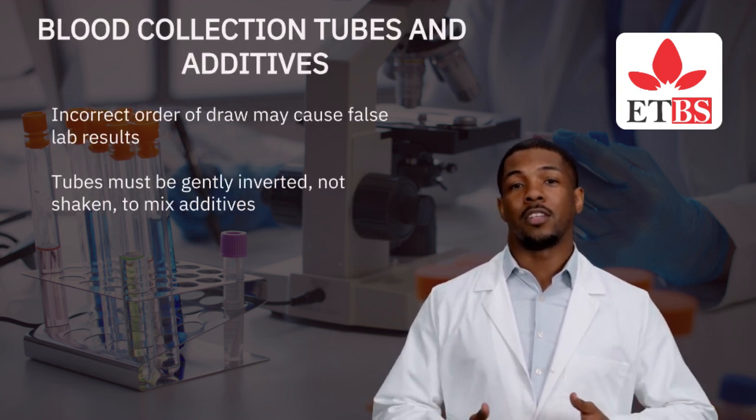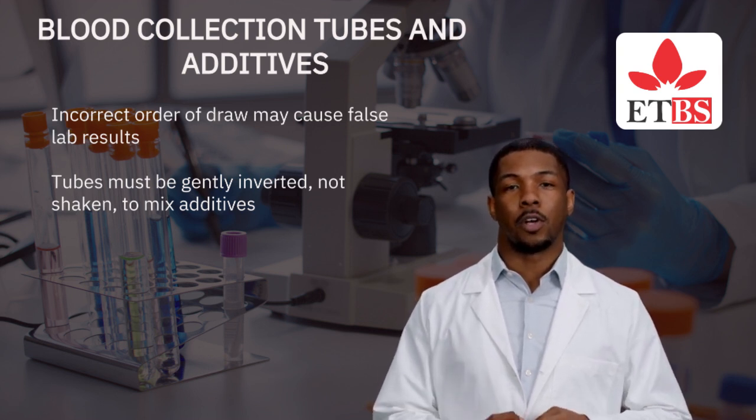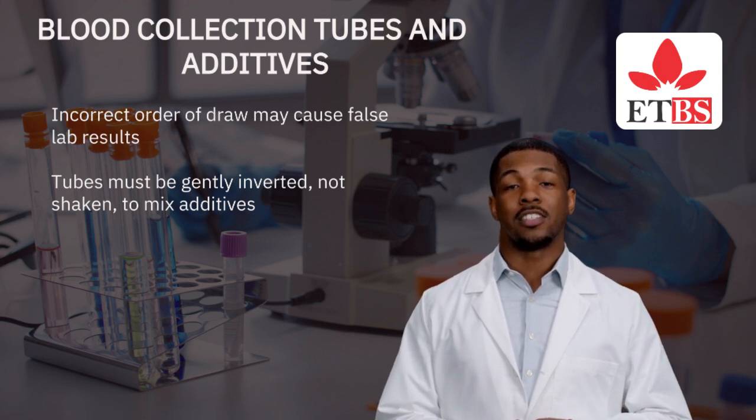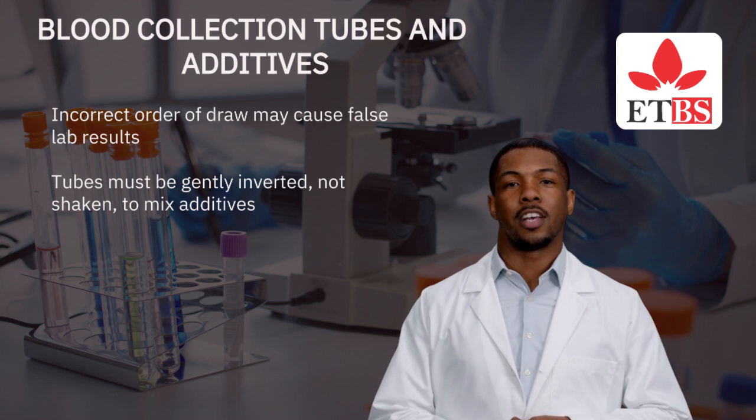4.3 Blood collection tubes and additives. Tubes are color-coded based on their contents. The order of draw is essential to avoid cross-contamination of additives, which can alter test results. Tube color, additive, test type, inversion.